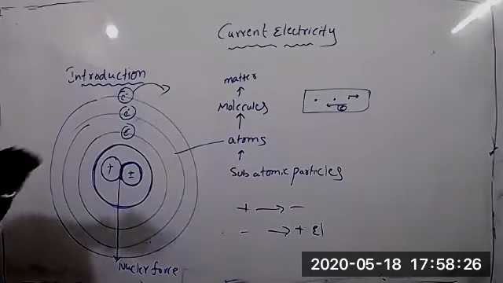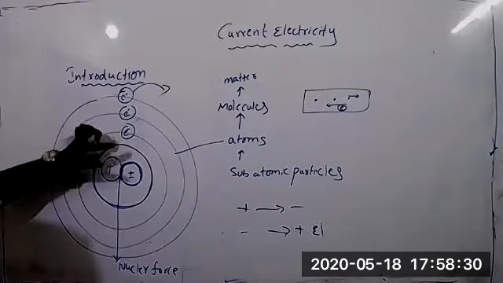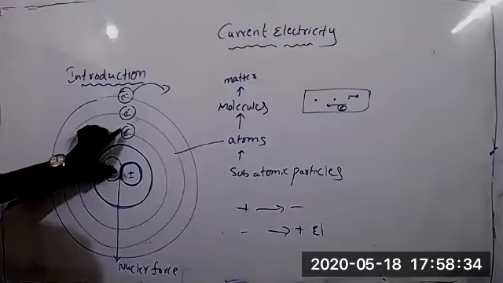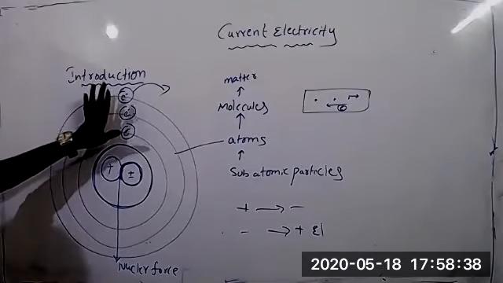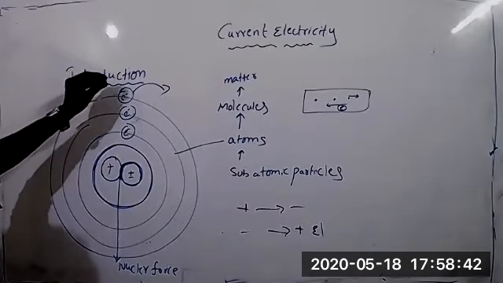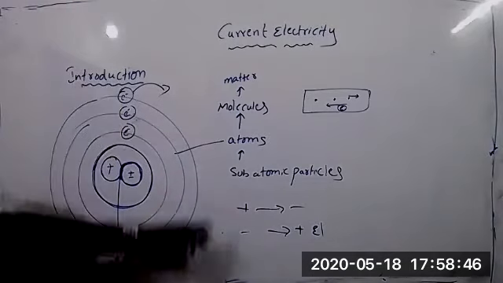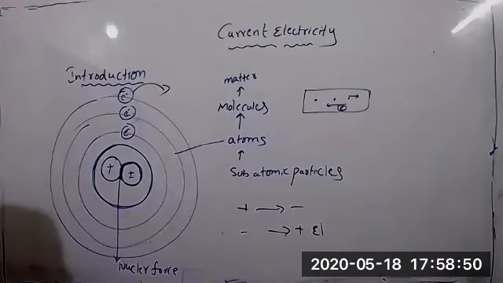Not all electrons can move. These electrons are called bound electrons because there is an attraction force between the nucleus and the electrons, so they cannot move. Free electrons can move, and they move randomly. But if you give a small amount of energy to a free electron, it comes out from the atom and can move in a particular direction.